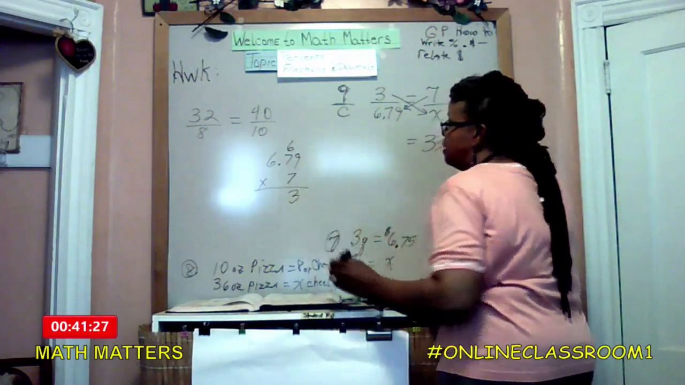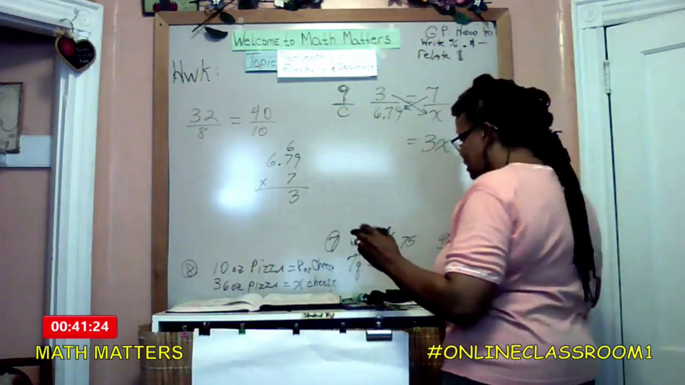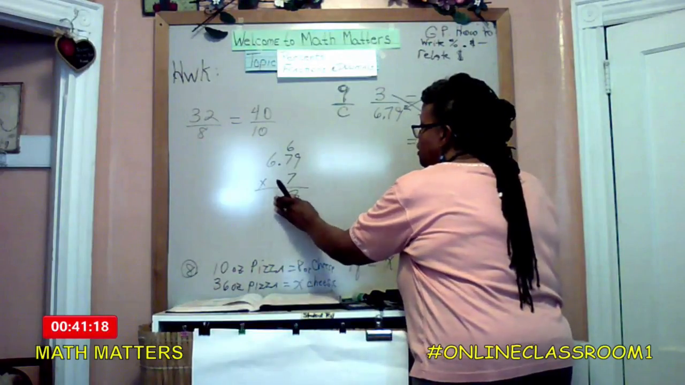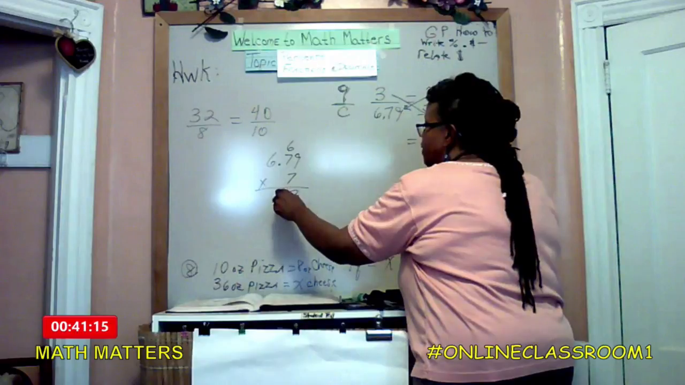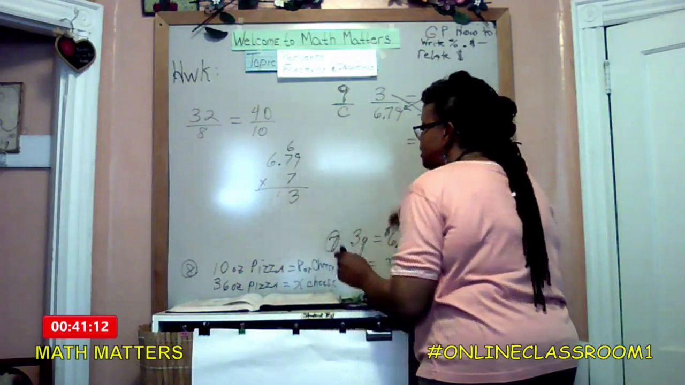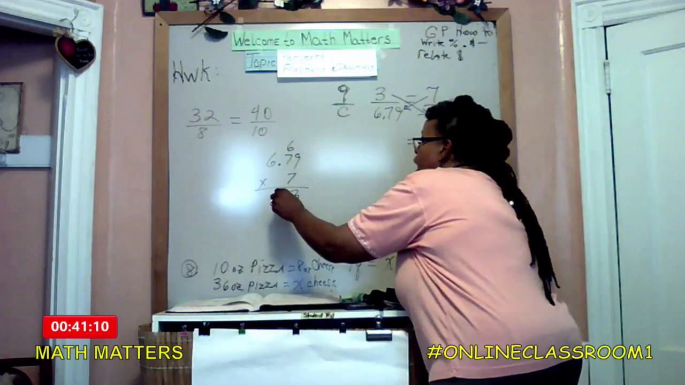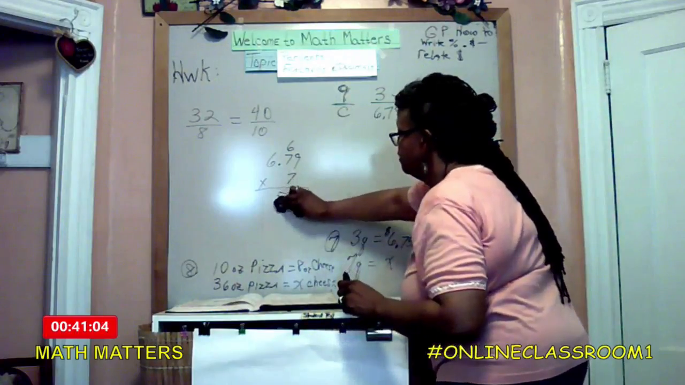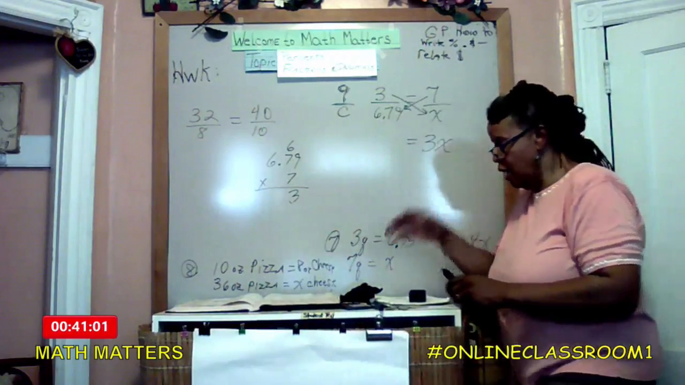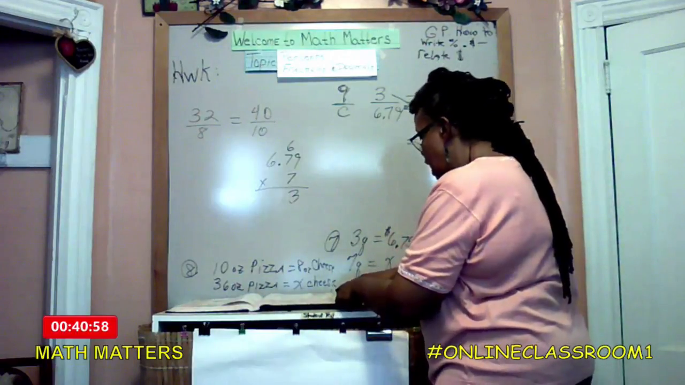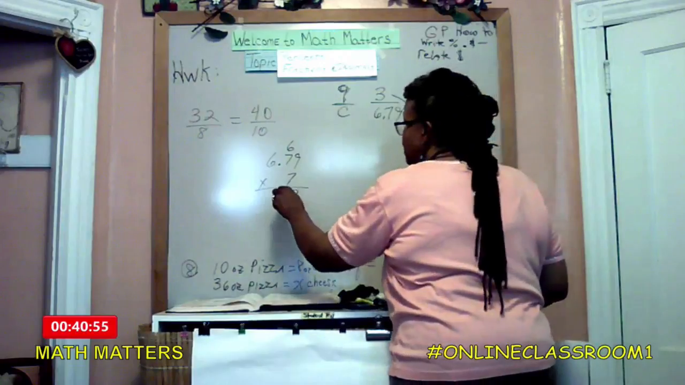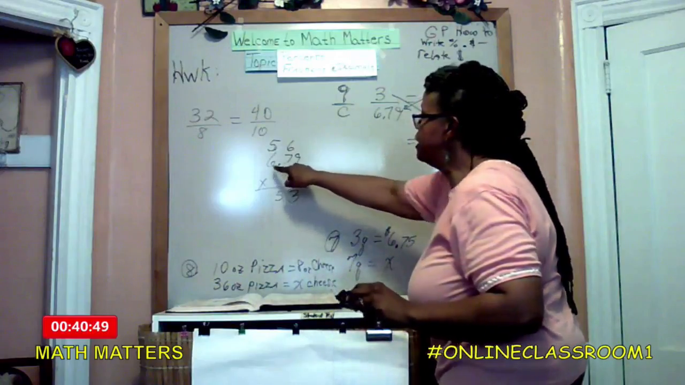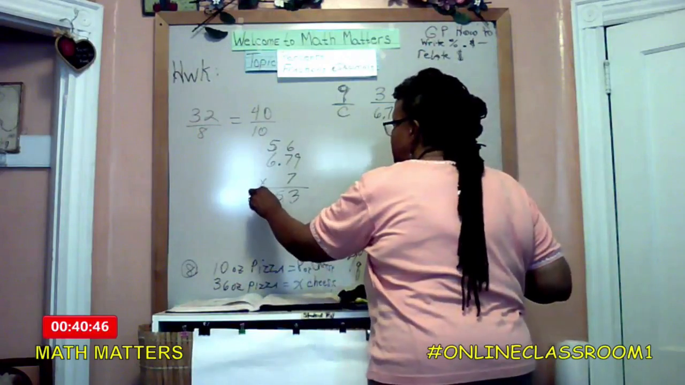Put down the 3, carry the 6. 7 times 7 is 49 plus 6 is 55. Yep, put down the 5, carry the 5. 7 times 6 is 42, plus 5 is 47.